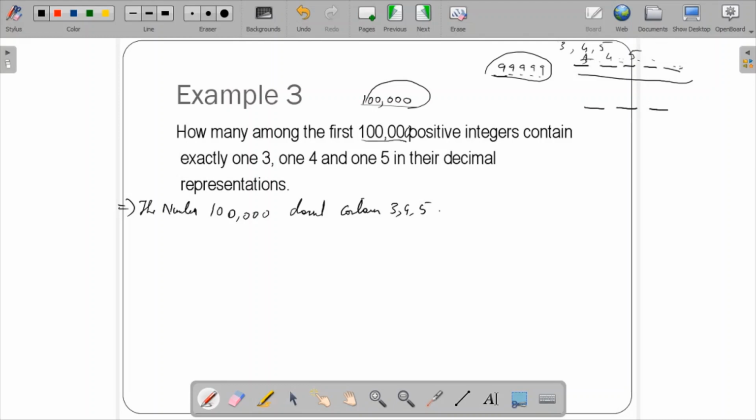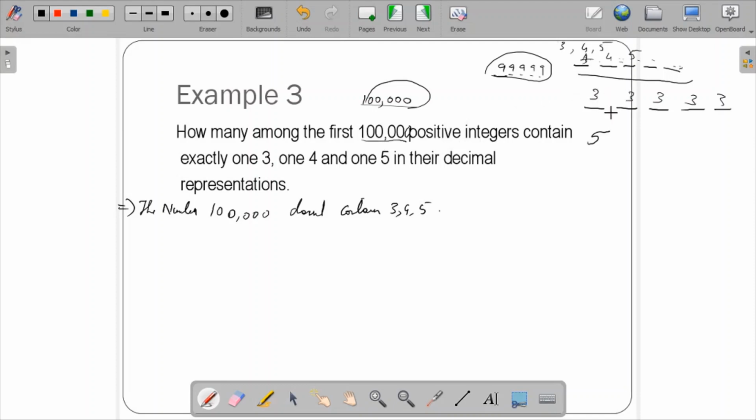So if I want to place 3, how many choices do I have to place the 3? I have 5 choices. I can place 3 over here, over here, over here, over here, or over here. That means I have 5 choices. The number cannot be arranged the other way. Why? Because they told that it should contain only one 3.